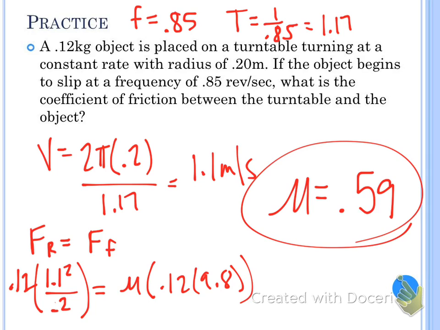Okay, so in this last one, we had to first turn frequency into period. We solved for velocity and got 1.1, and we set centripetal force equal to frictional force because it was the exact moment it started to slip off of that path. So that means centripetal force was overcoming friction. So for that split second, they're equal. So I set up mass times v squared over r equals coefficient of friction times the normal force, and I got my coefficient about 0.59. Okay? I know that was a lot of notes today, but yeah.